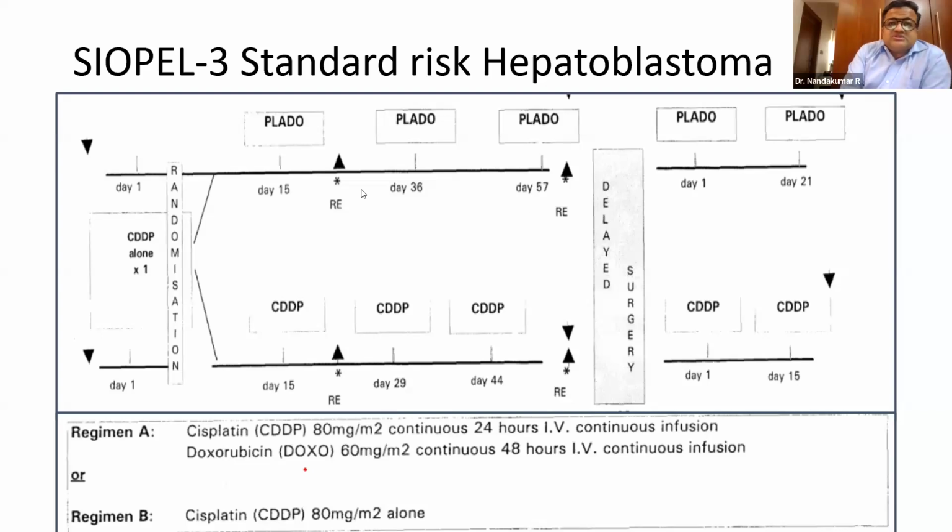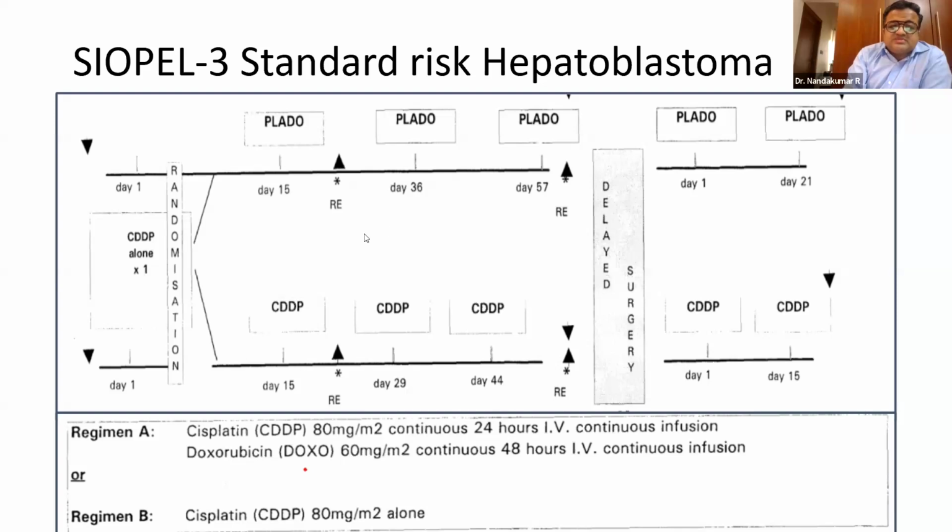The SIOP studies initially started off with the PLADO. PLADO basically stands for Pla plus Do. Pla stands for platinum, Do for doxo. So cisplatin was given at 80 milligrams per meter square over 24 hours, and doxorubicin was also given at 60 milligrams per meter square as a continuous infusion.